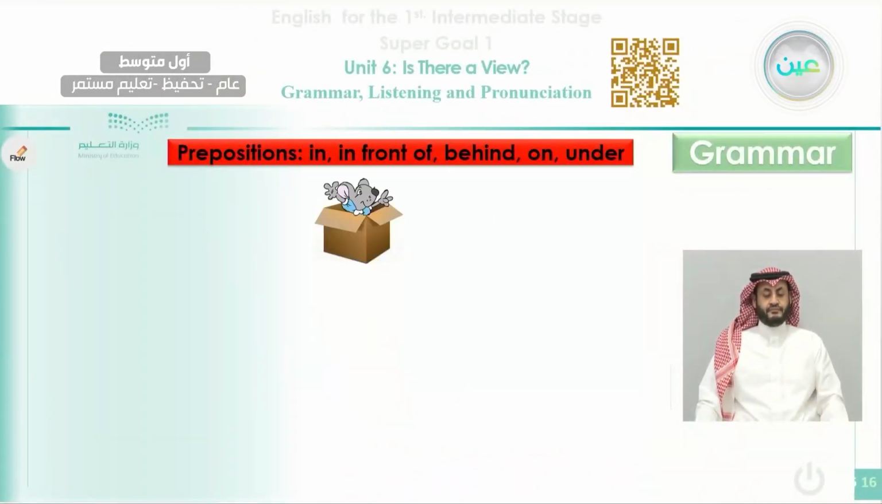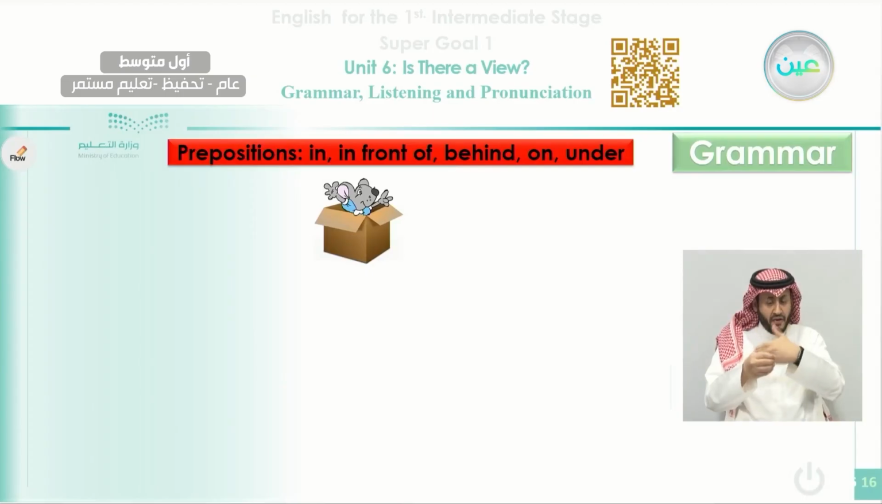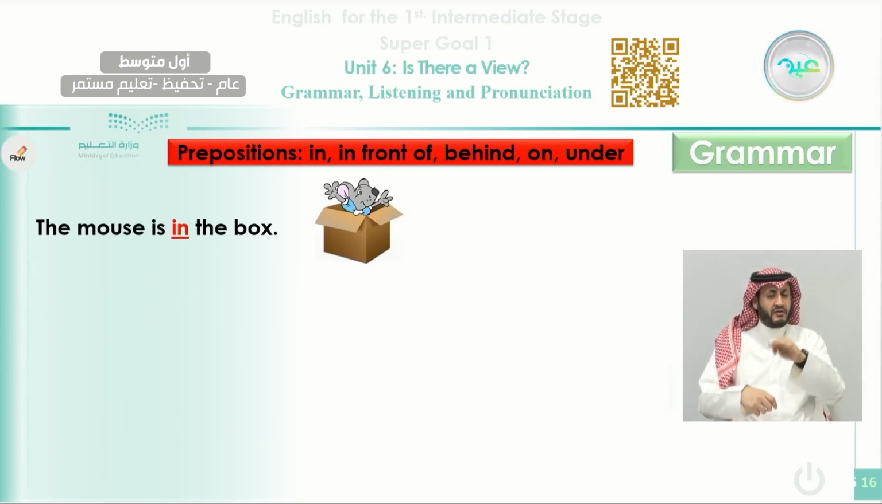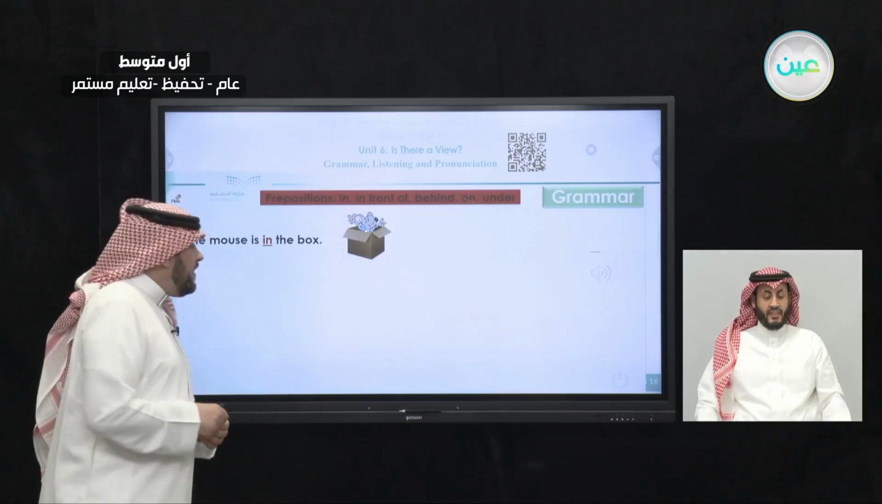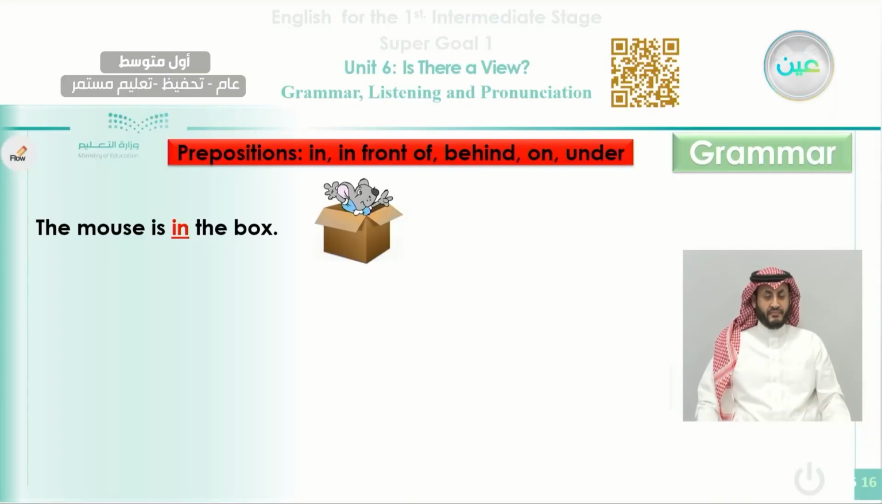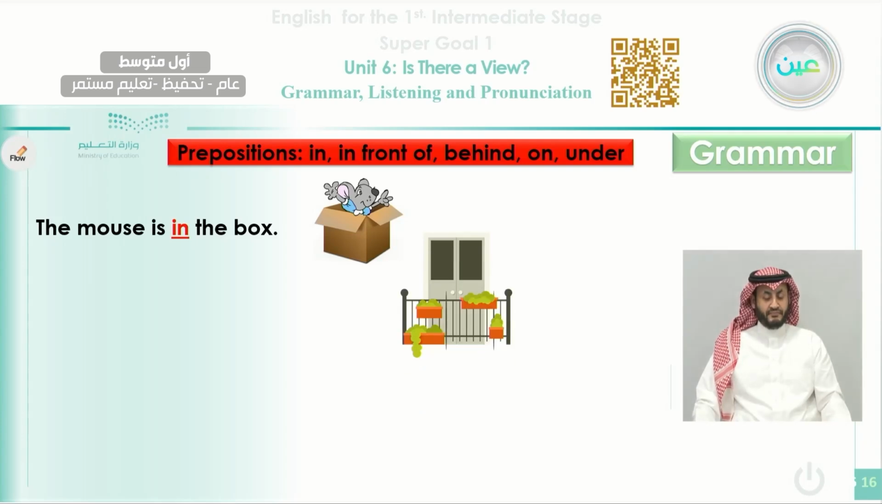Okay, and now let's talk about the prepositions. What do we mean by prepositions? In front of, behind, on, and under. Look at this box here. What do we have in the box here? We have what? A mouse. Where is the mouse? Let's read the sentence here. The mouse is in the box. Inside the box, so we can say in. This is the preposition in, to describe the mouse. The mouse is inside the box. You can say the mouse is in the box.